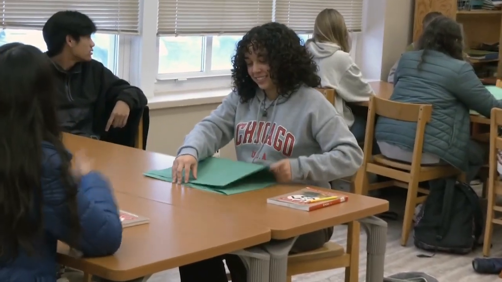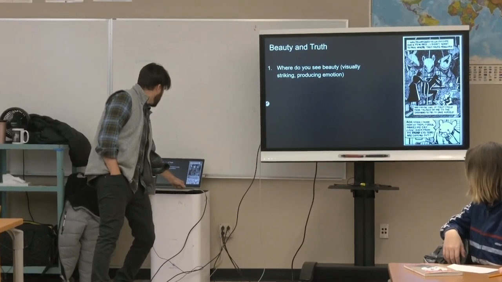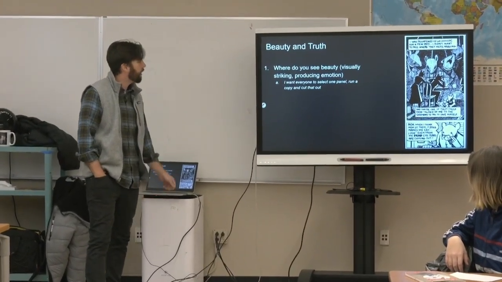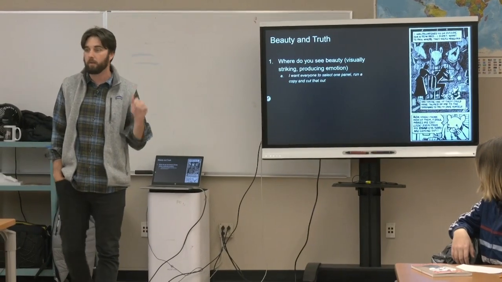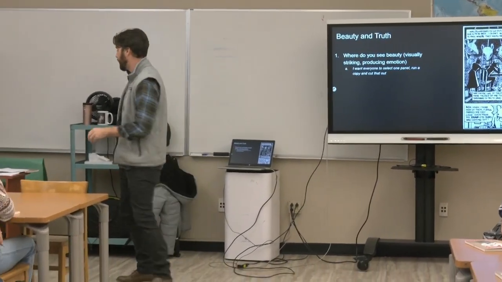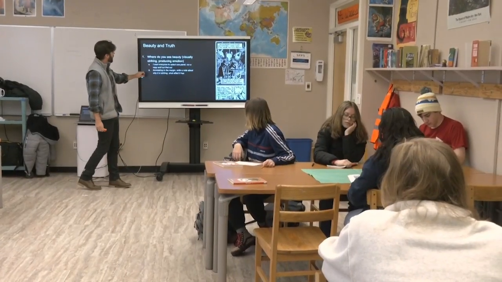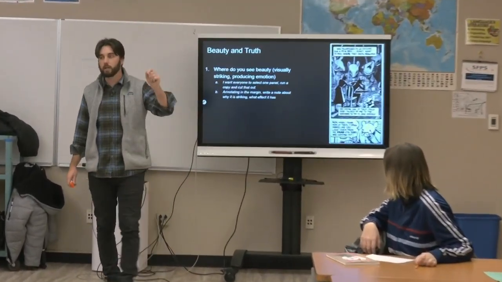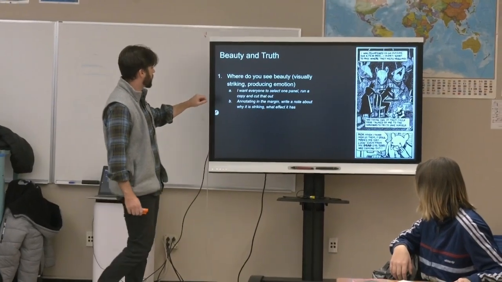The first thing I want you to do, if you don't mind, is divide this paper into 4. With each of these, you're going to decide on your panel. I want everyone to select one. You guys the other day learned how to use the copier, right? So you might have to run that, then cut it and everything else. And then right underneath it, annotate in the margin, just one sentence. Why did you pick this? What effect does it have?